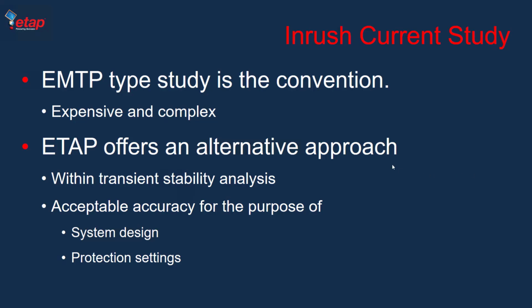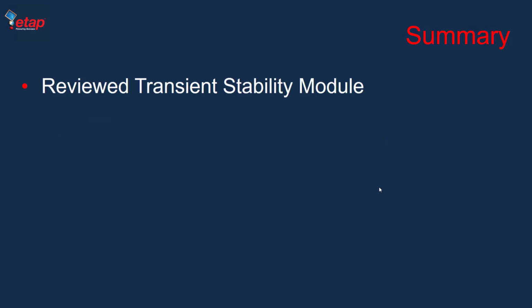By convention, EMTP type of analysis is used for inrush current study, which is expensive and complex, and ETAP offers an alternative approach within transient stability analysis. This approach is acceptable for the purpose of system design and protection setting, just to estimate the peak of the current and the decaying constant. So it's a very useful tool if you don't want to go to the complexity of using EMTP type solutions. With that, let's summarize this webinar.